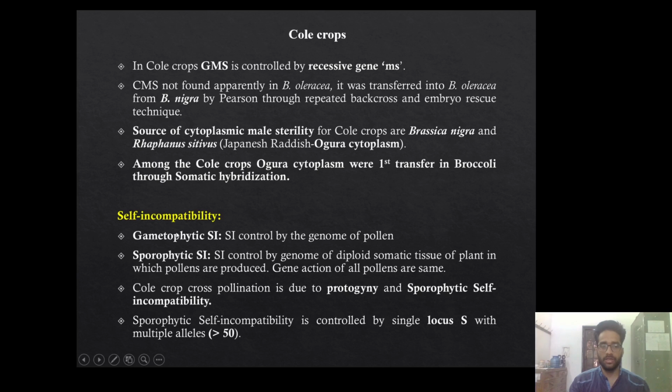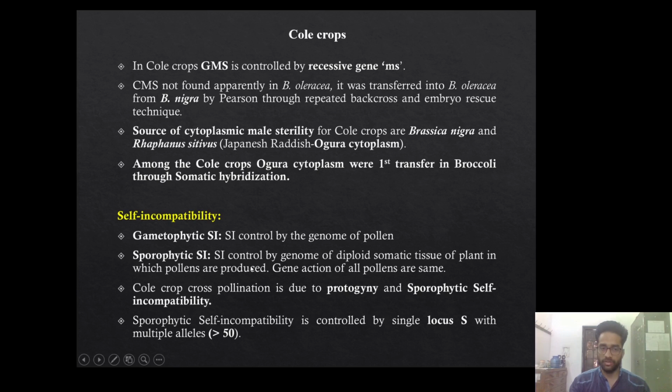Self-incompatibility is the inability of a fertile hermaphrodite flower to produce seed on self-pollination. There are two types of self-incompatibility: first is gametophytic SI and second is sporophytic SI. Gametophytic SI is controlled by the genome of the pollen. But in sporophytic SI, self-incompatibility is controlled by the diploid somatic tissue of the plant on which pollen are produced. Means, in gametophytic SI, the pollen genetic constitution is responsible for SI. In sporophytic self-incompatibility, the genetic constitution of the plant is responsible.